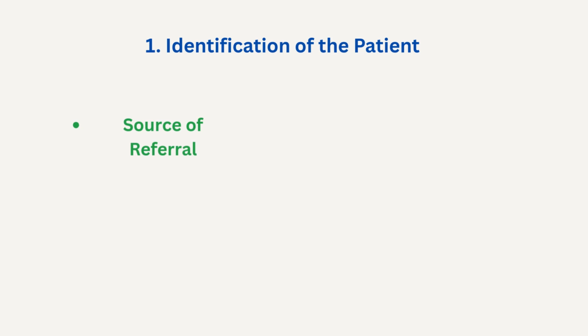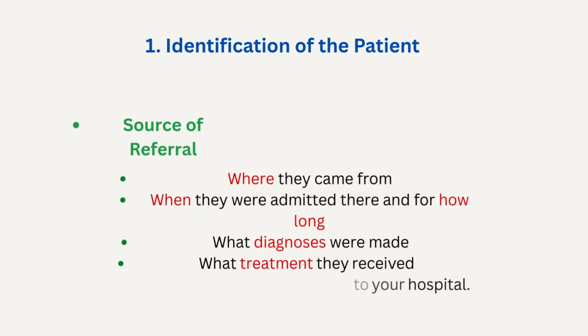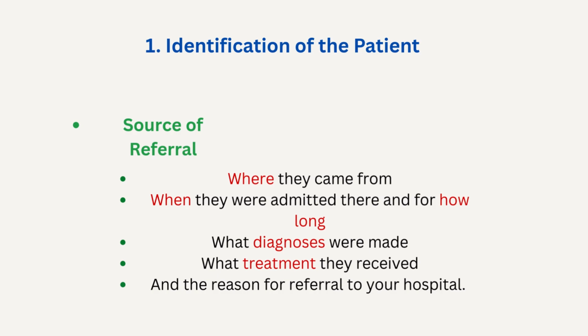If the patient was referred from another facility, include where they came from, when they were admitted there and for how long, what diagnoses were made, what treatment they received, and the reason for referral to your hospital. For example, is it for better investigation, management, or both? All of this information under identification sets the foundation for accurate and effective patient care.